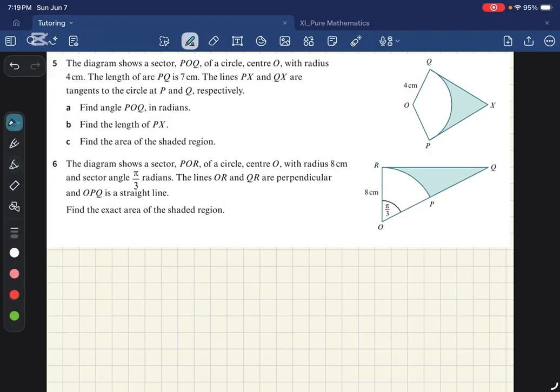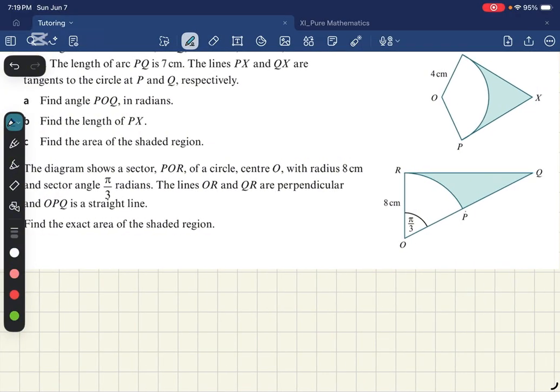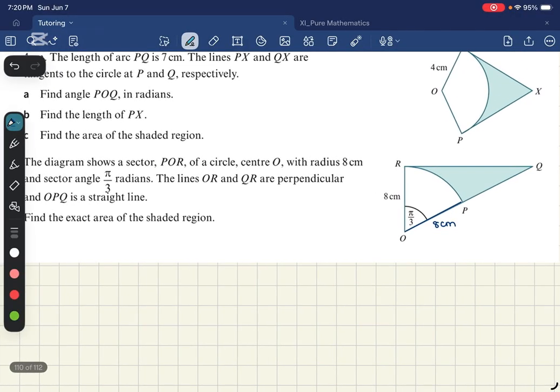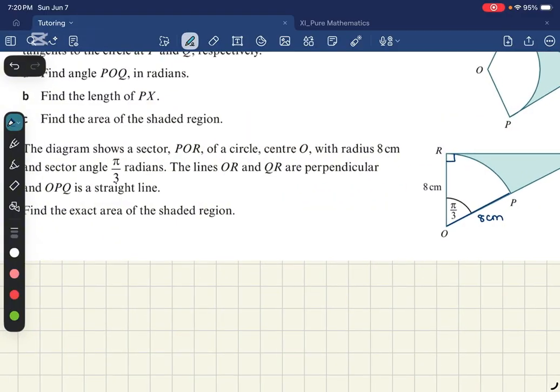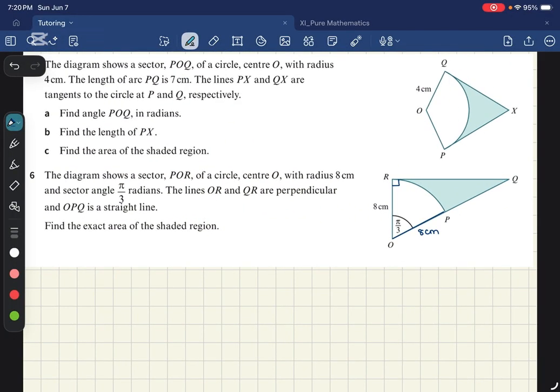Question 6. The diagram shows a sector PQR, all right? So this is OP. The OP is also going to be 8 centimeters. And, okay, the angle is given. OR and QR are perpendicular, so this angle is 90. And OPQ is a straight line. All right. So find the exact area of the shaded region.